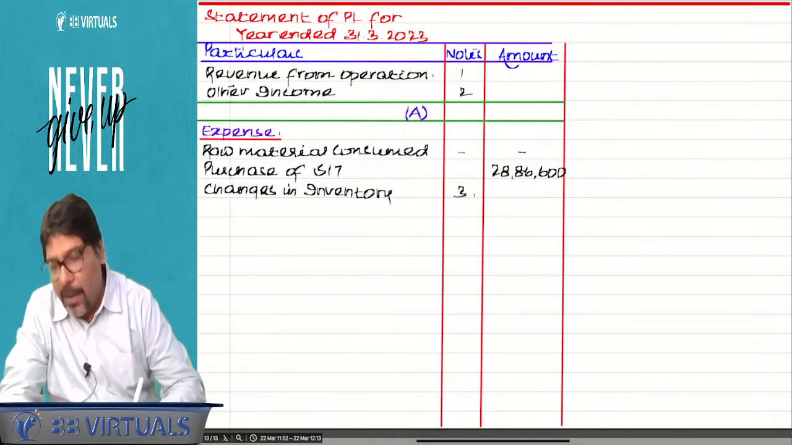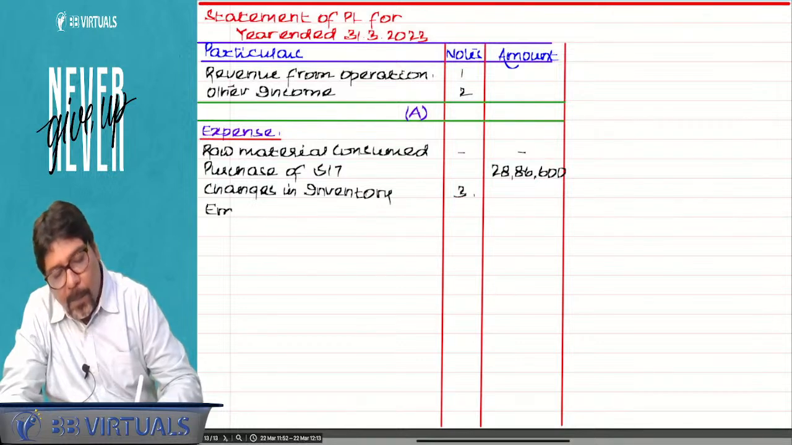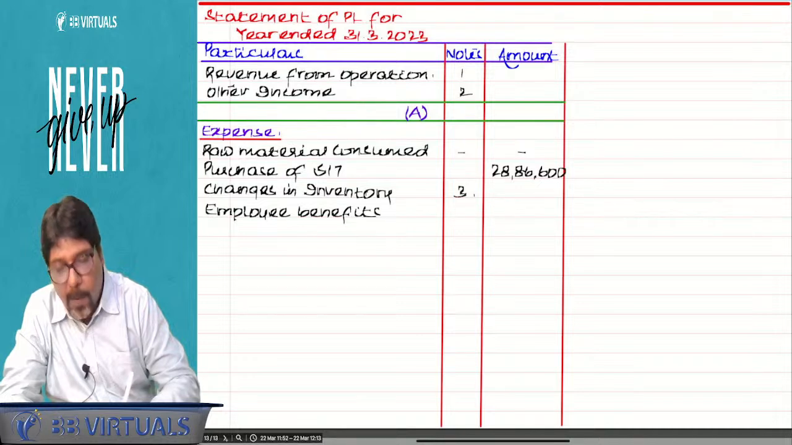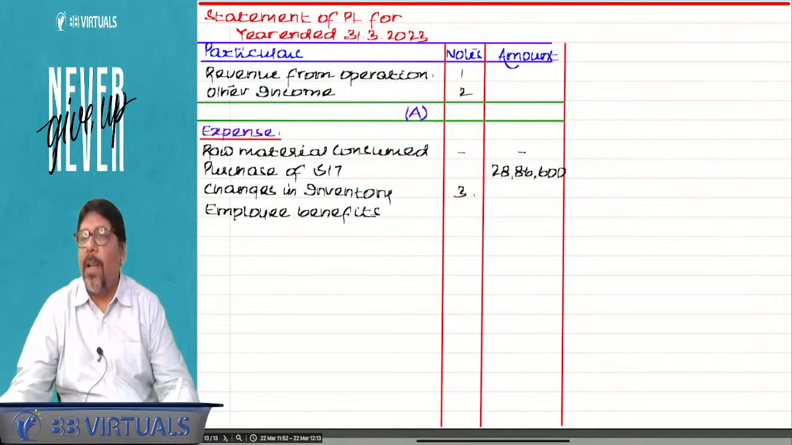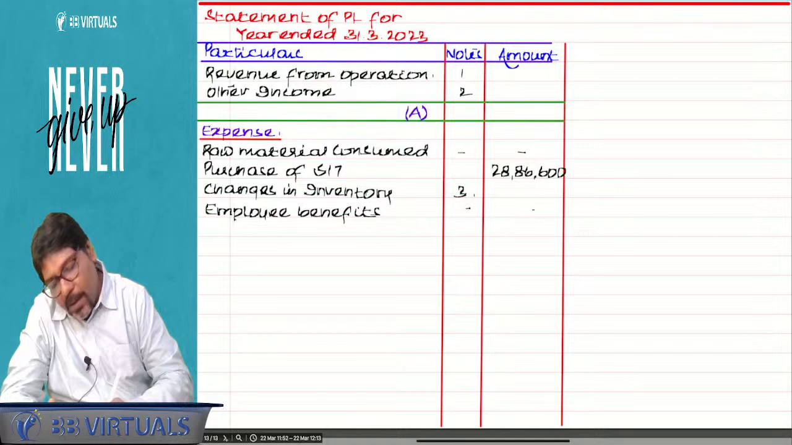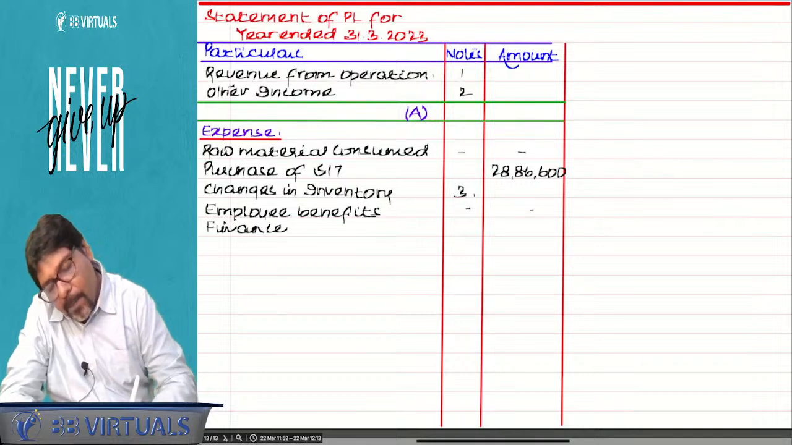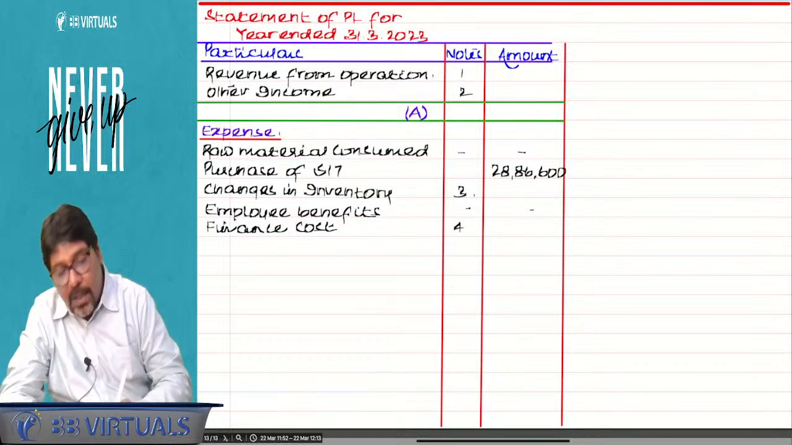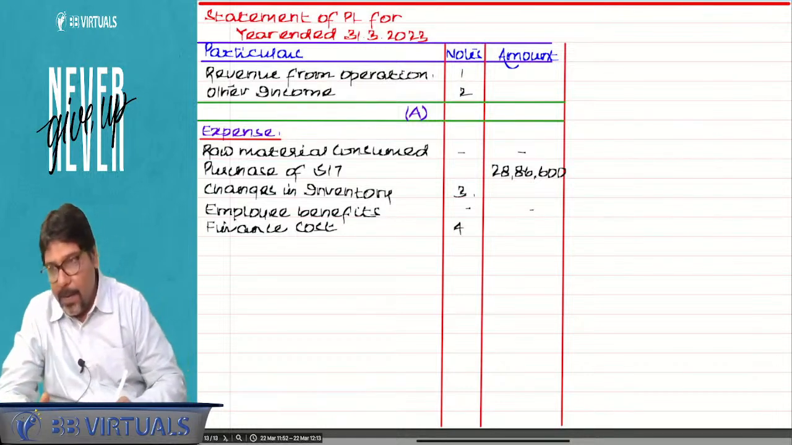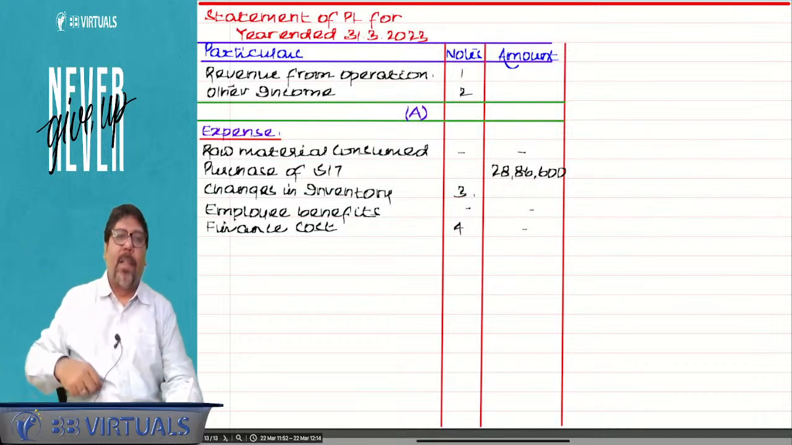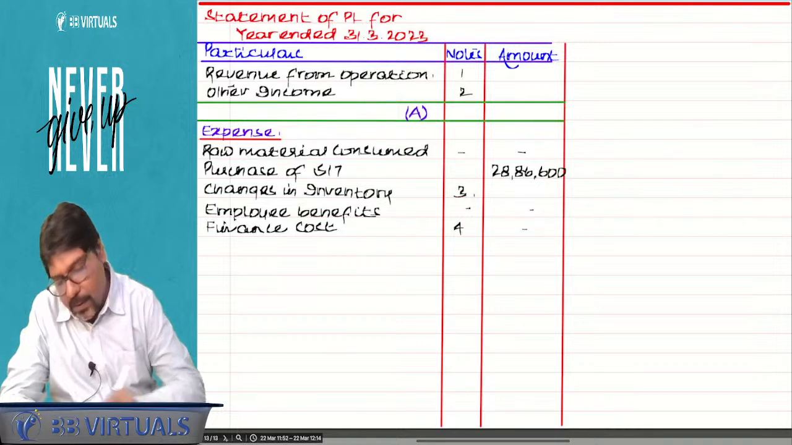Then chartered, after changes in inventory, employee benefits. Now chartered, do you have employee benefits? Employee benefits not there. Then do you have finance cost? Yes, finance cost is interest. We have debenture interest, no? Correct? Yes. Thereafter chartered, we leave this space.